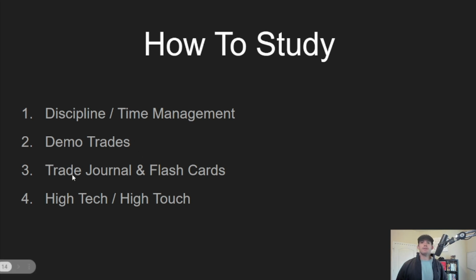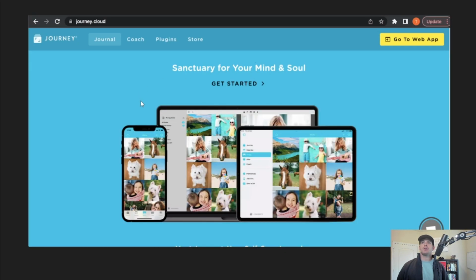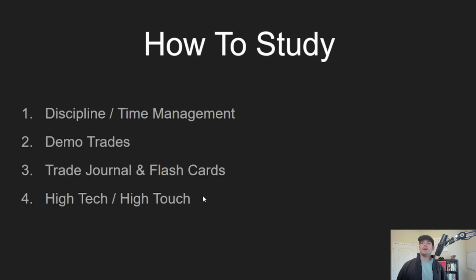Again, you need to have some kind of trade journal. You're either going to be a high-tech individual or a high-touch individual. High-tech meaning that you are going to use some sort of online journal. This is just an example, the first one I found online. Or you're going to be high-touch. I'm more high-touch. I like to have a physical journal. I like to have things that I can write down right in front of me that help me to make everything make a little more sense.